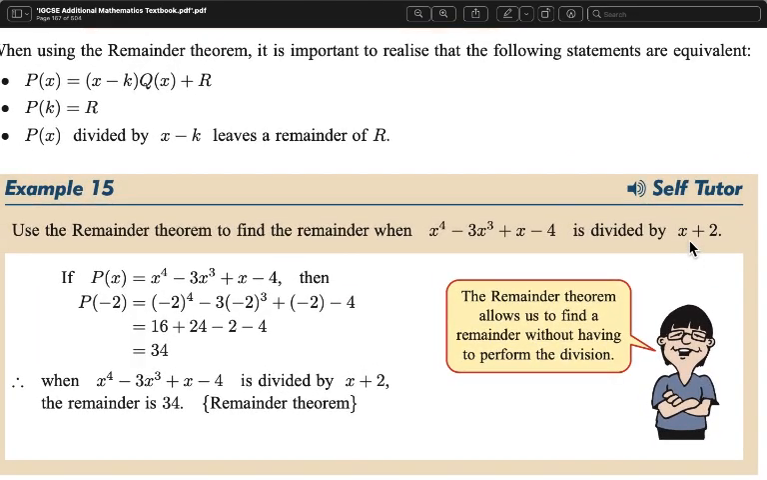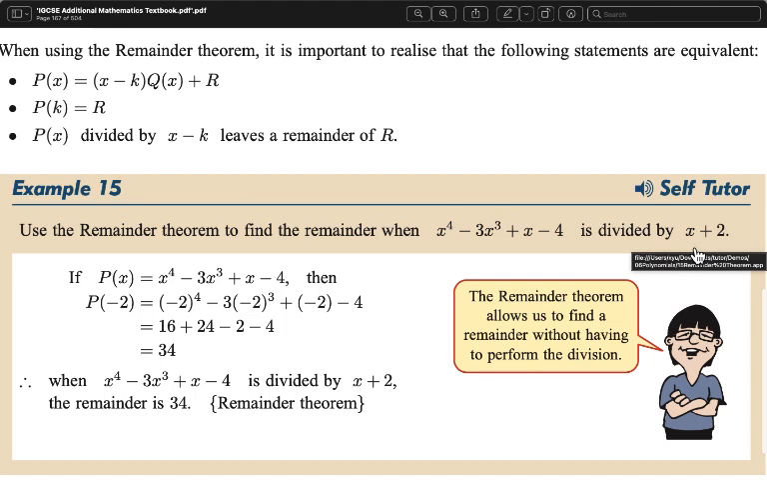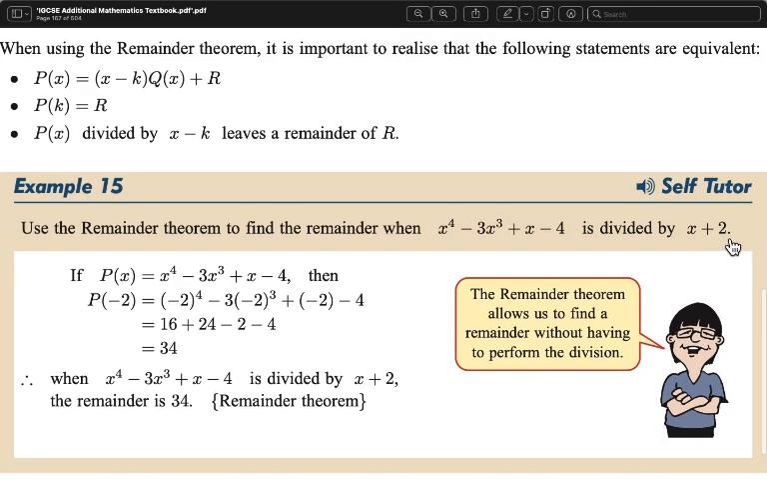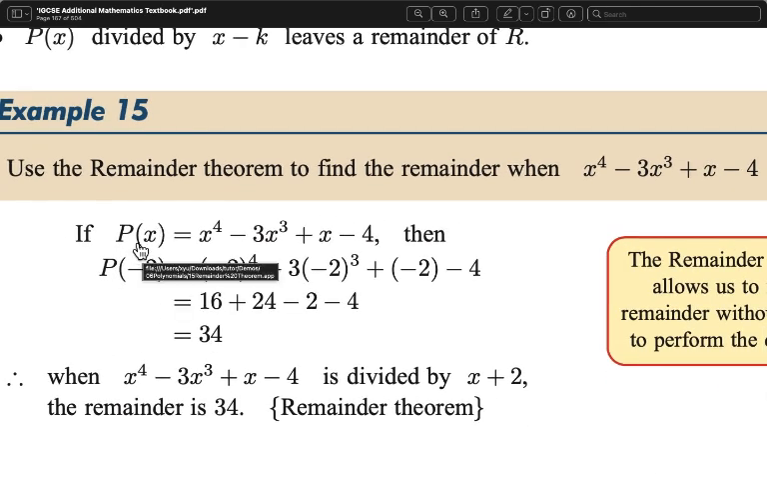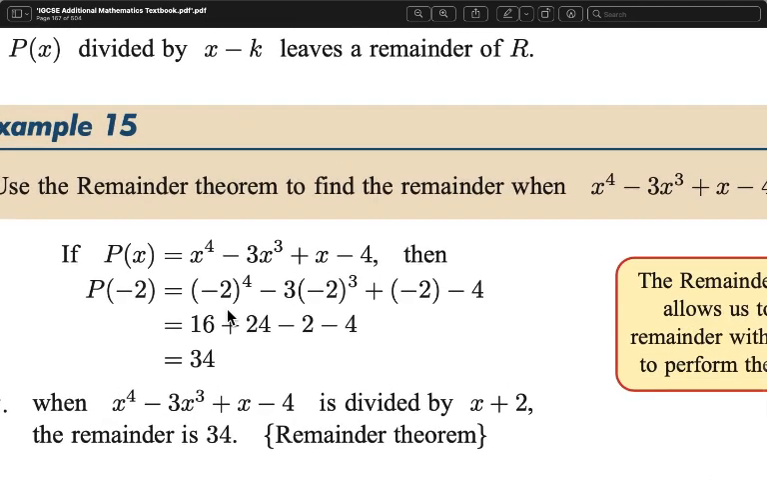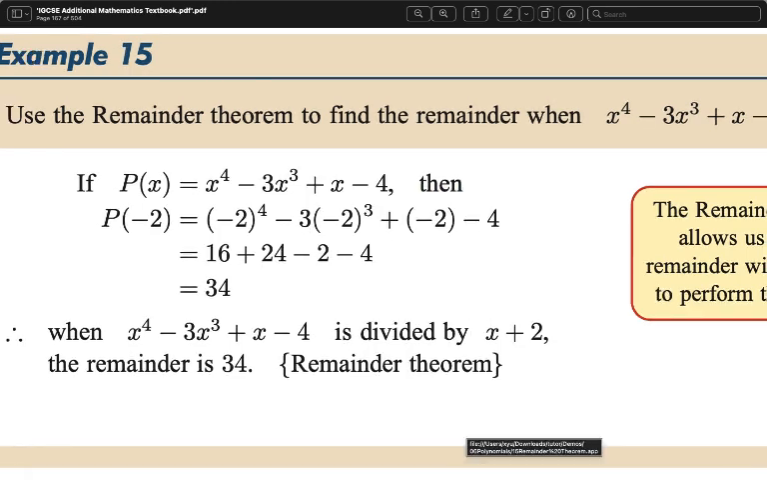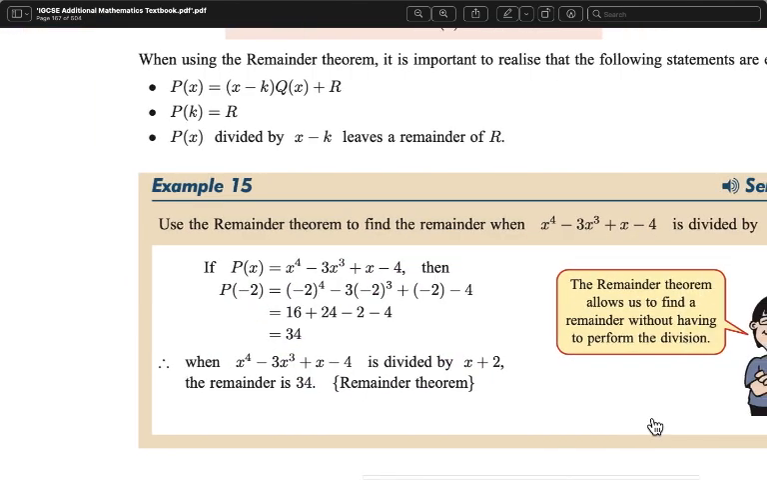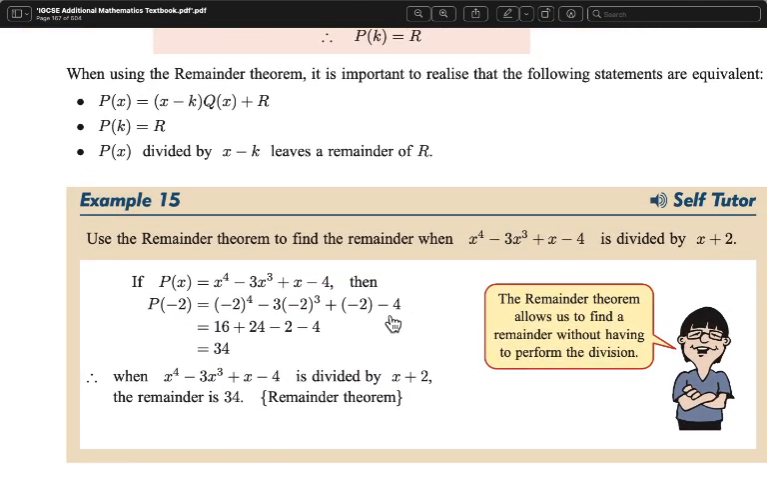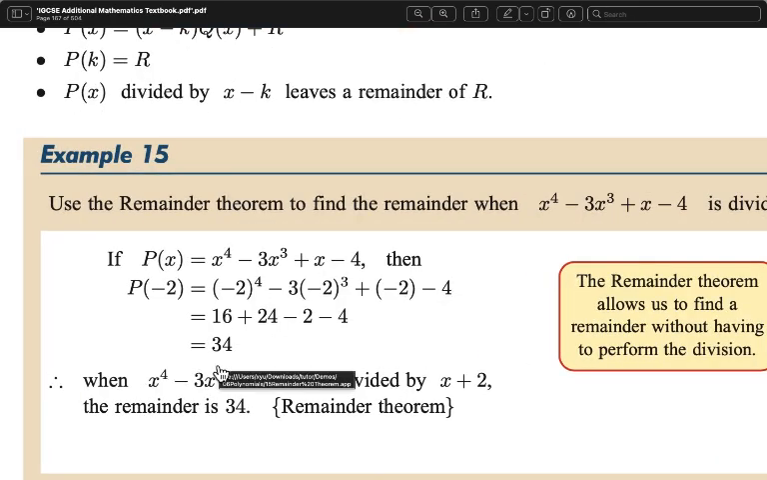It means that inputting the x value of minus 2 in this equation, you are going to get the same value as manually dividing this equation by x plus 2, the divisor. So inputting minus 2 into the equation, minus 2 to the fourth equals 16, and then inputting negative 2 inside x cubed, and then times 3 again, you get 24, and then inputting the negative 2 for x, which is minus 2 again, and then minus the constant term 4. And in the end, you get the remainder 34.